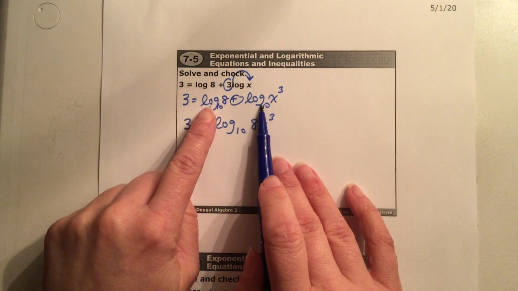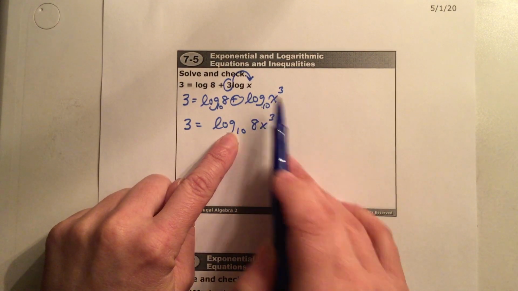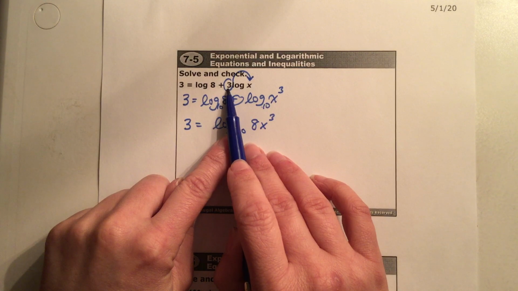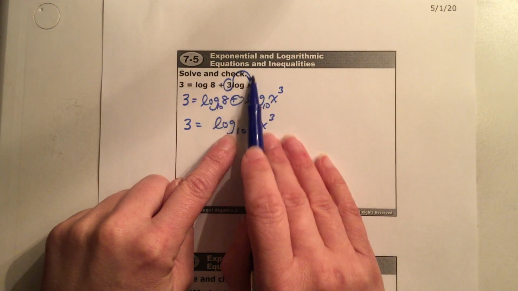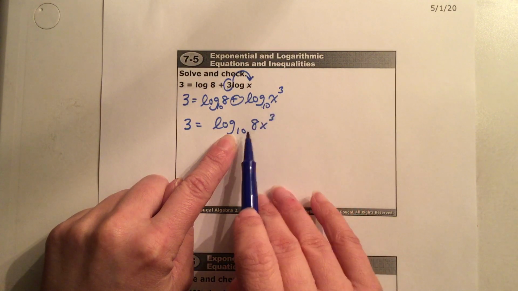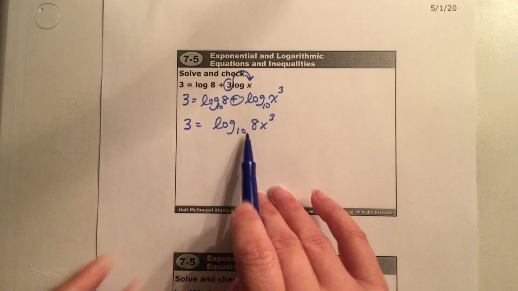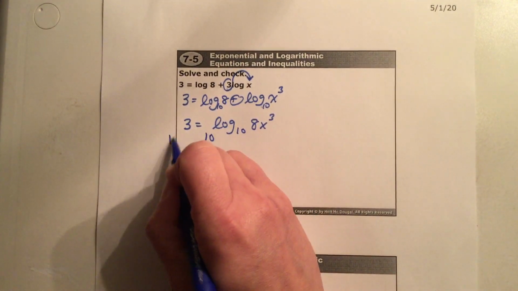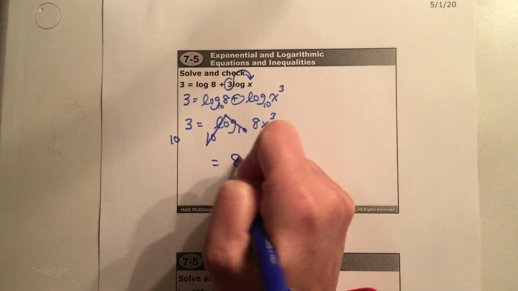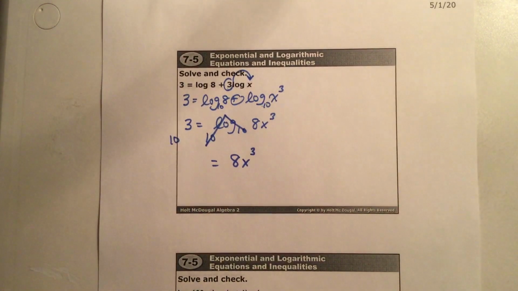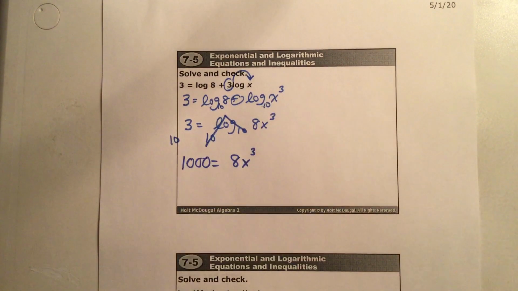I had 2 here, so I had to use the properties to condense it down to 1. There was a 3 here. If you have a 3 up front, it means it was an exponent. So in this case, this 3 was an exponent on x. Now, this is log base 10. To cancel a log base 10, you need to give it an exponential base of 10. Now 10 to the log base 10 cancels. This side is 8x cubed. 10 to the power of 3 is 1,000.